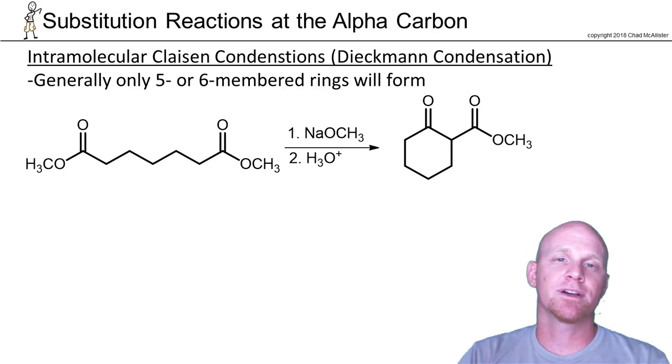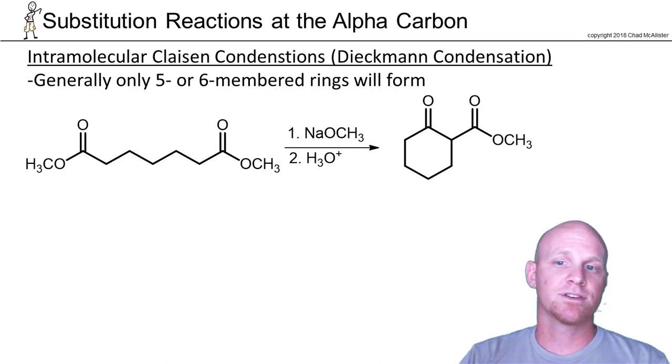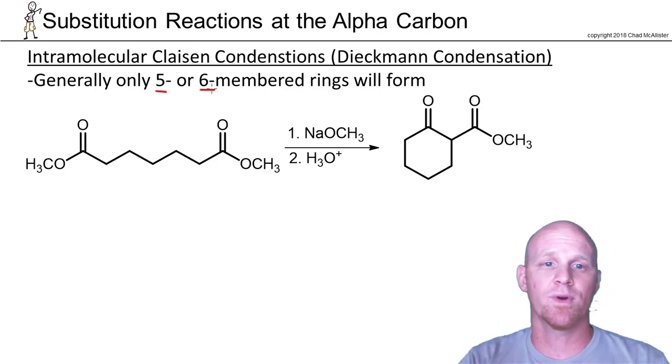Finally, we'll take a look at intramolecular Claisen condensations called the Dieckmann condensation, and it gets its own special name, but it's really just another Claisen reaction all within the same molecule. So you've got to have a diester, and just like with the intramolecular aldols, you're generally only going to do the reaction if you can form a 5 or 6 membered ring.